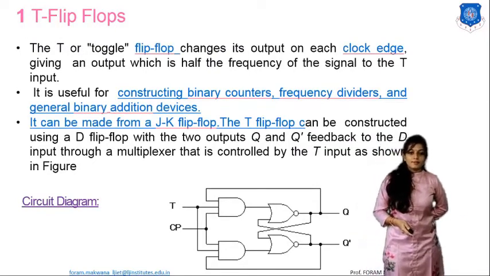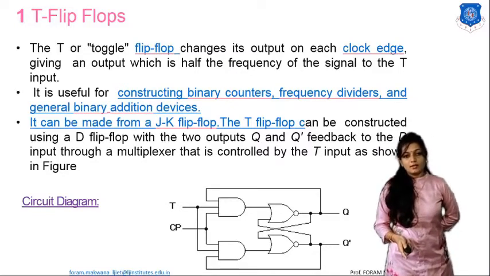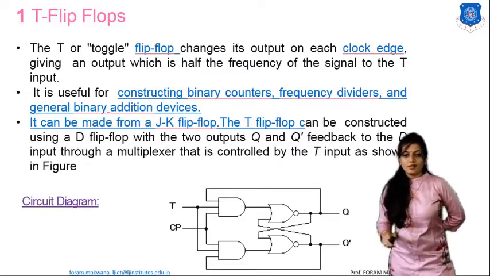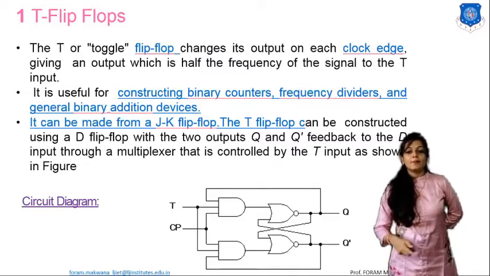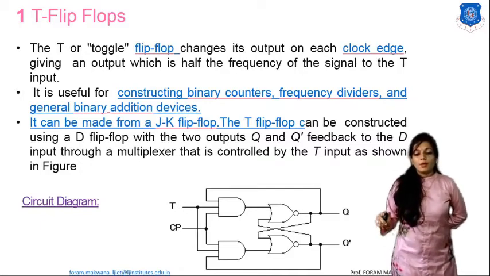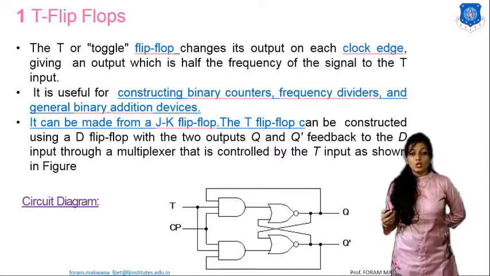Now, the T flip flop. See, the difference between JK and T is that we are going to short J and K and make only a single input, that is T. T stands for toggle. That means by applying the input signal, if T is equal to 1, my output is going to be complemented, or it is going to toggle. Okay?